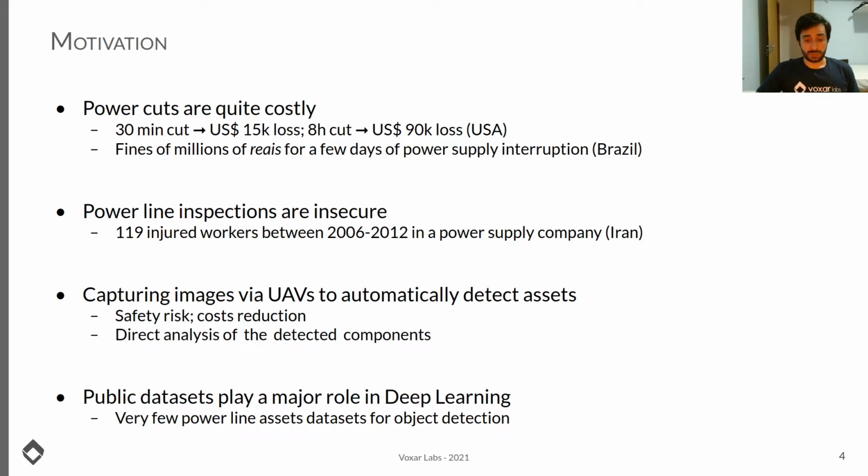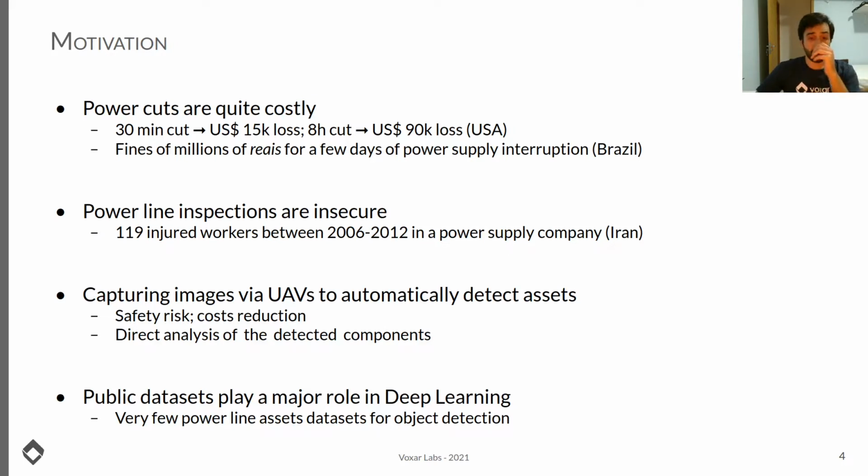In order to exemplify how unsafe and insecure the inspection process can be, an Iranian power supply company between the years of 2006 and 2012 had more than 100 workers injured.